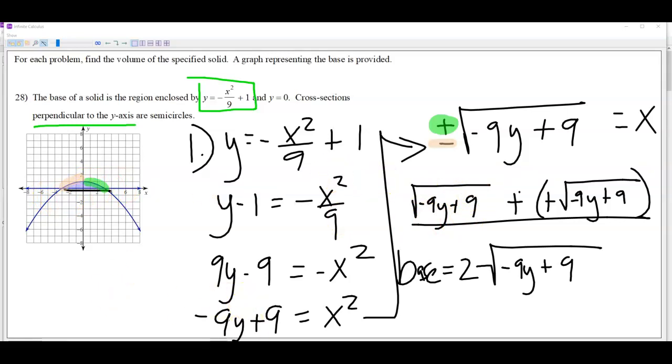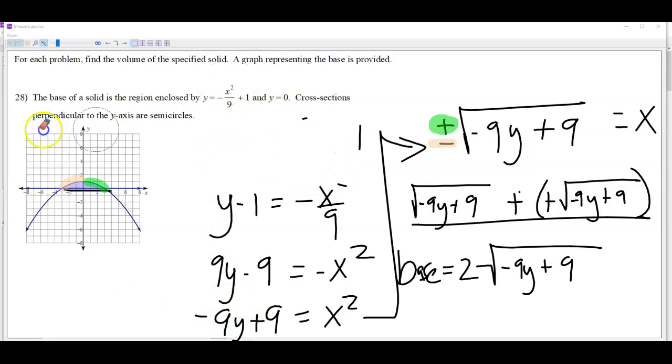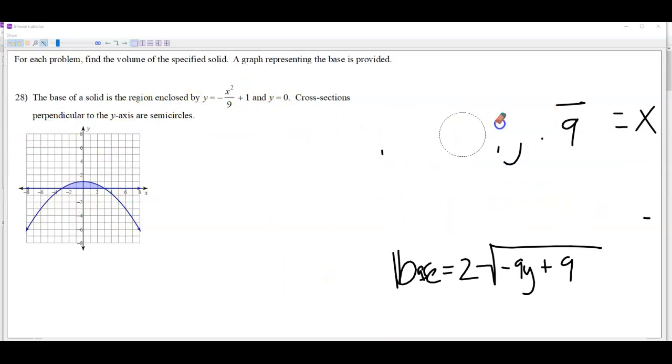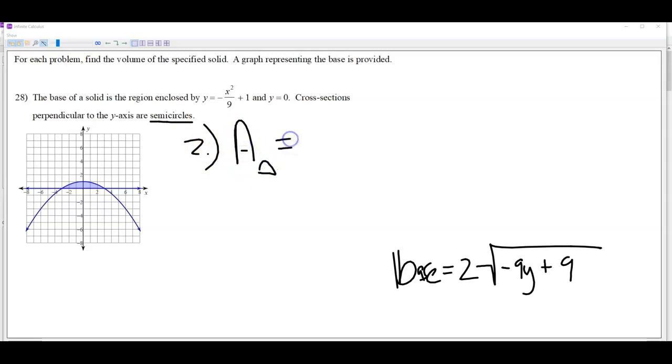All right, moving on to step 2. Step 2 is to find the area. And so for that one, we need to look at the shape that we're stacking. And as we said already, we're stacking a semicircle on top of this base. And when you're stacking semicircles, the area of a semicircle is, as I've told you, pi over 8 multiplied by the base squared. In this case, my base is what we just found in step 1, the distance between the left and right half, which is given by 2 times the square root of the negative 9y plus 9.